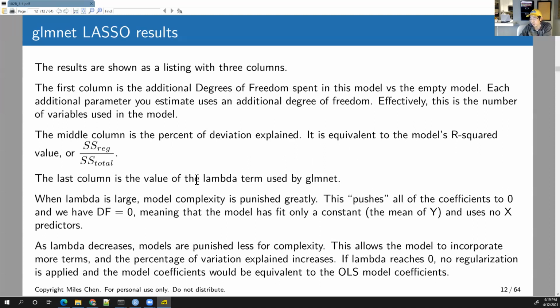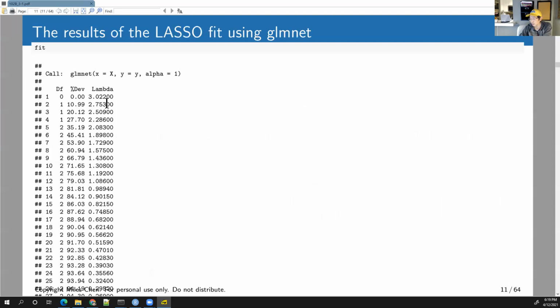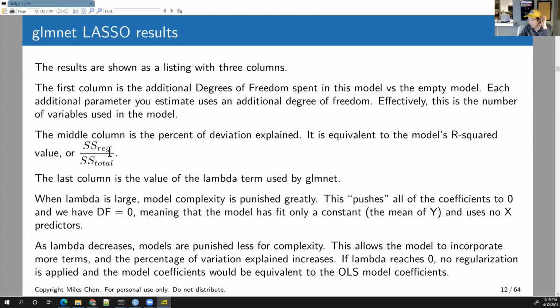The last column is the value of the lambda term used by glmnet. When lambda is large, model complexity is punished greatly, so when you have a big lambda, it pushes your coefficients down to 0. Now we've explained none of the variance, or none of the SS total. Our SS regression is 0, and as lambda decreases, models are punished less for complexity, meaning it allows the coefficients to get bigger and bigger. And that's what we have.